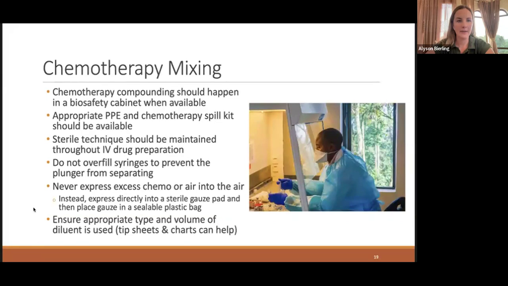And again, when we're mixing, we want to make sure we're using the correct type and volume of diluent. We will provide some standard operating procedures which outline all of these steps really clearly, and that you guys can refer to. I know it's a lot to just remember after hearing it once, so we'll provide those resources for you.